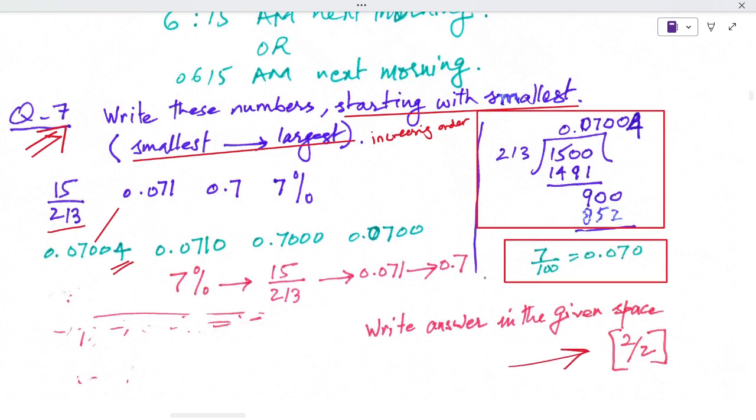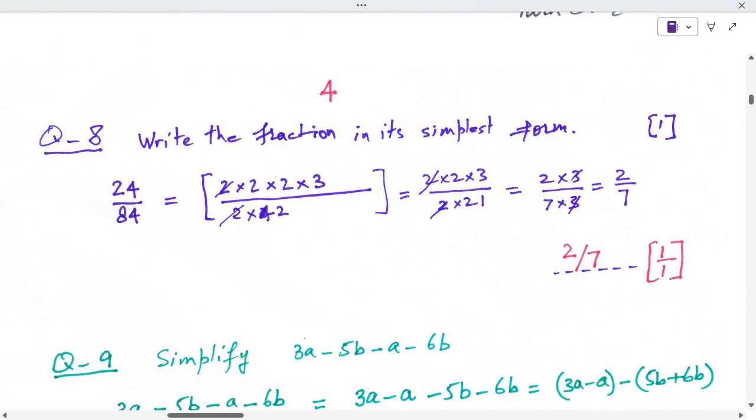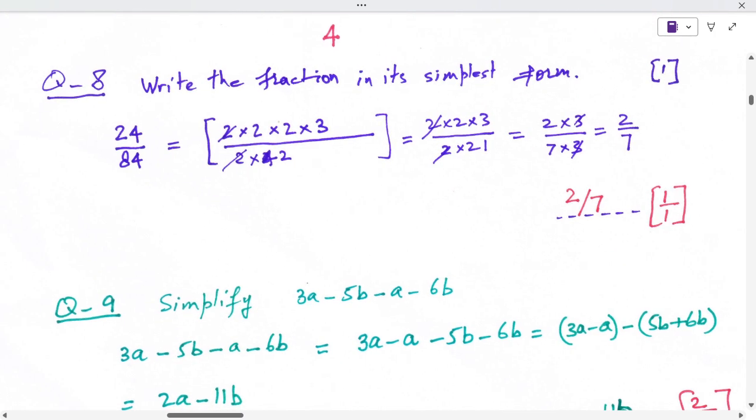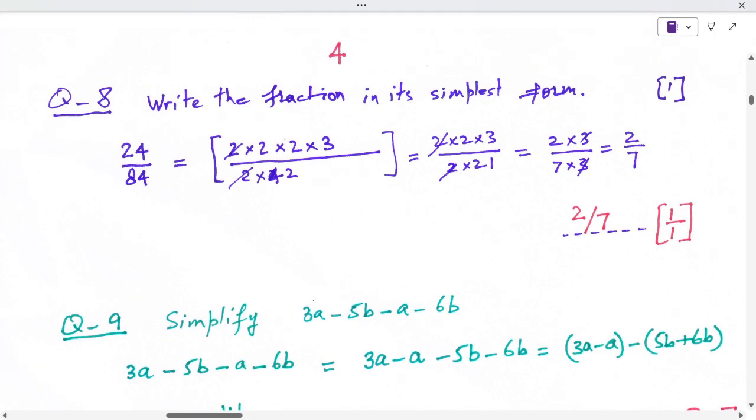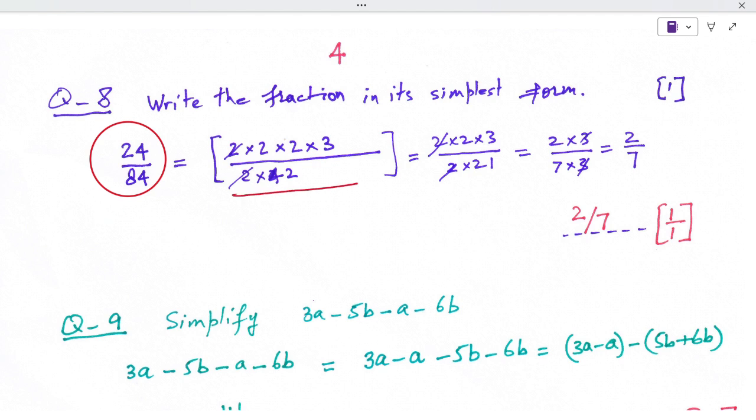Going on to question number 8 is a simple question. You have to write the given fraction in its simplest form. The fraction is 24 over 84. So I have divided the fractions in their factors and carried out cancellation.